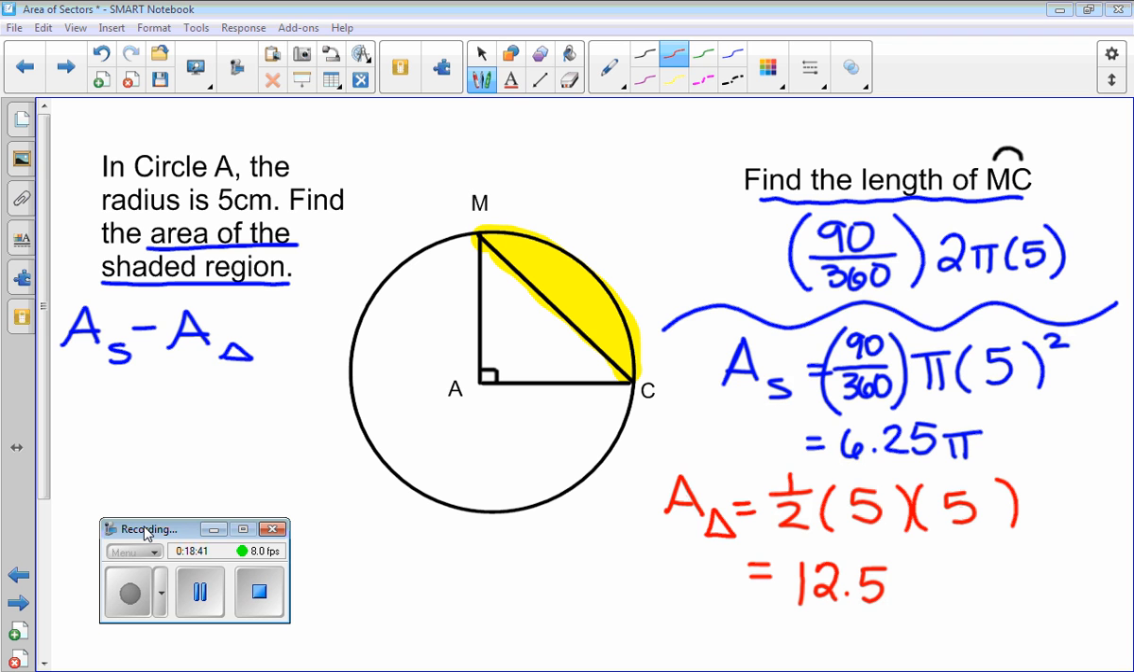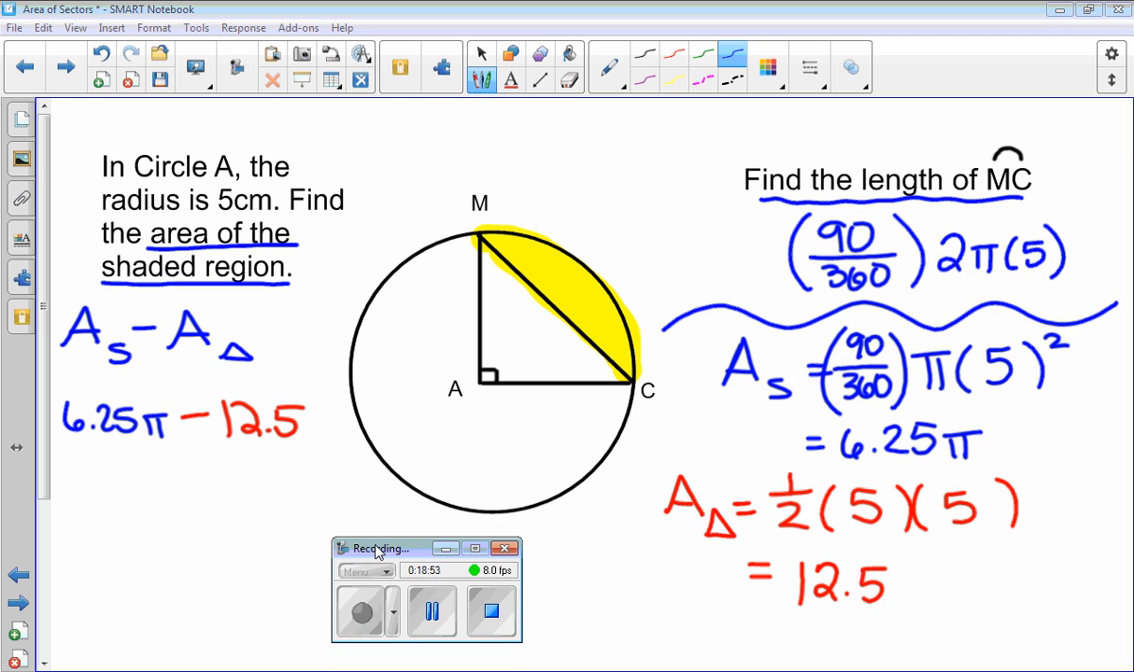So I'm going to have the area of the sector, 6.25 pi, minus the triangle, 12.5. That would be the exact answer. They're not like terms. You wouldn't be able to subtract them. But most likely you would be asked to give me a decimal answer in this case. And so approximately 7.13. And what units am I going to be using here? Centimeters. If you look at the problem, centimeters, right? So square centimeters.